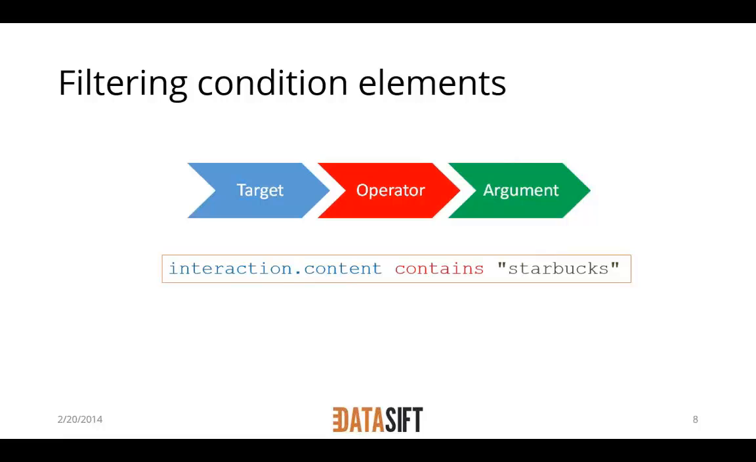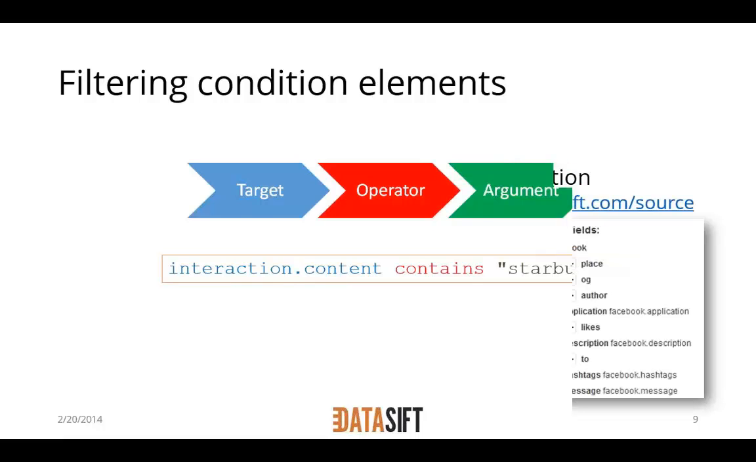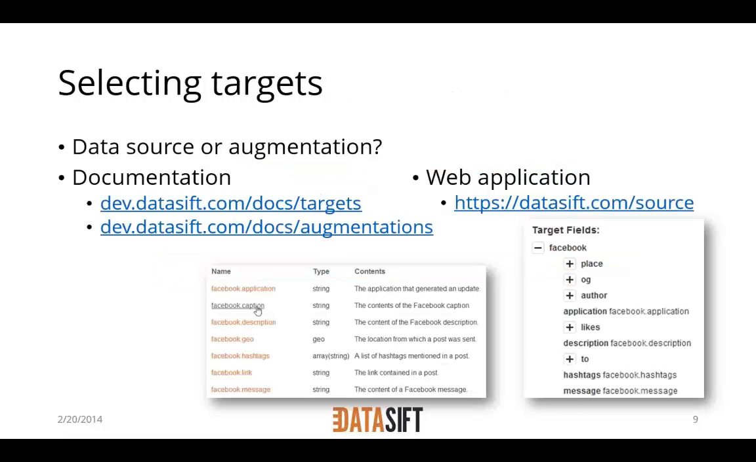The colouring I've put in there, so the blue and the red and the green, when we type CSDL into the editor, it automatically colours it for you so that you know which bit's which and that you've got it right. Okay, so this first part about the targets, how do you know which targets that you're going to use?